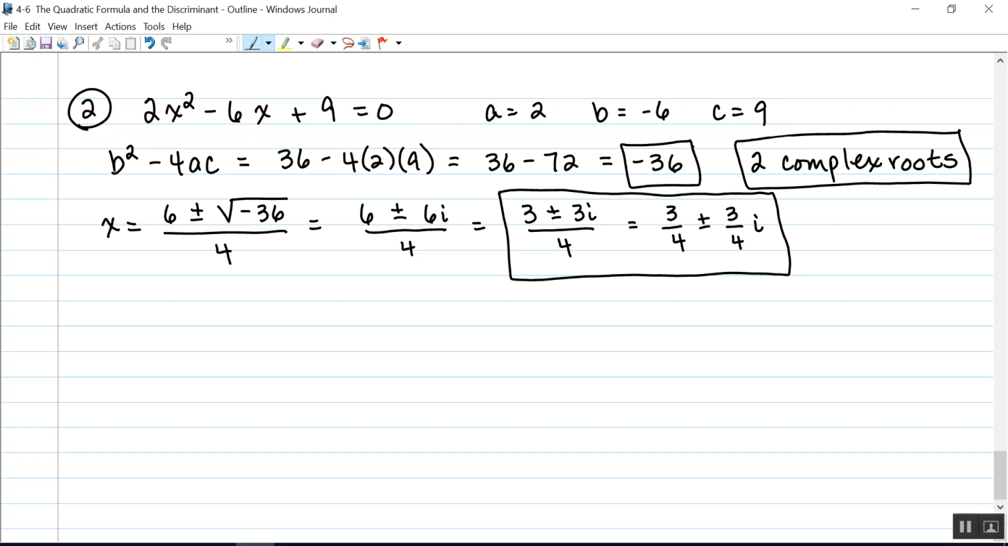So in this section we took a look at the quadratic formula and how to use it to solve a quadratic equation. We also looked at the discriminant, which can tell us, just by doing a part of the problem, the number and the type of roots that we're going to have in our solution.